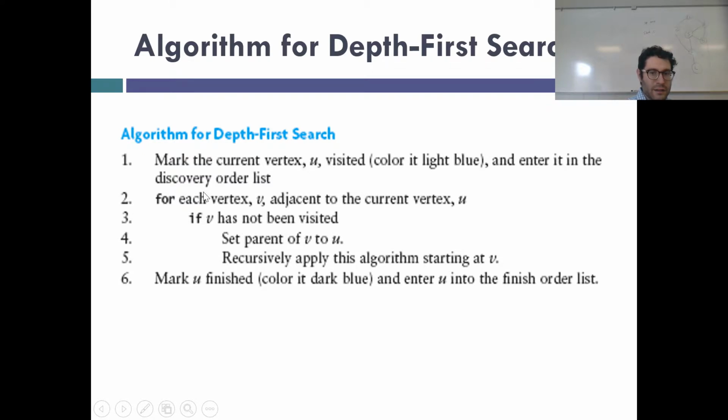Mark it visited. Then for every vertex adjacent to your vertex, if you haven't seen it yet, set the parent of V to U in case you want to keep track of how you got from where to where. How would you do that? Set a parent up if you didn't keep that in the node. Use it as a map, right? Given a node, the key is the node, and the value is its parent. You can use a map to keep track of your parents if you really want to.